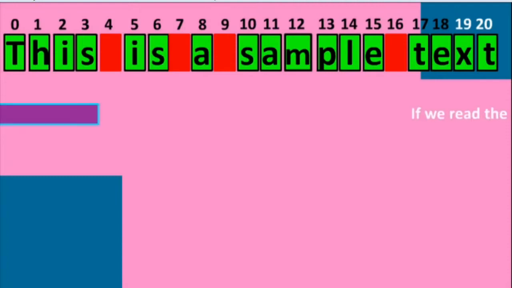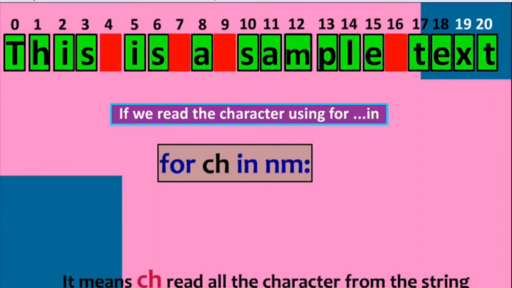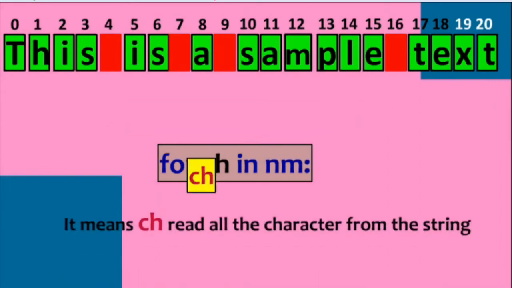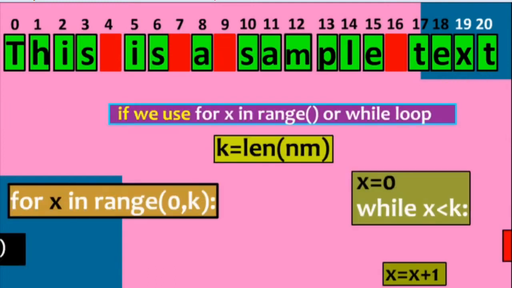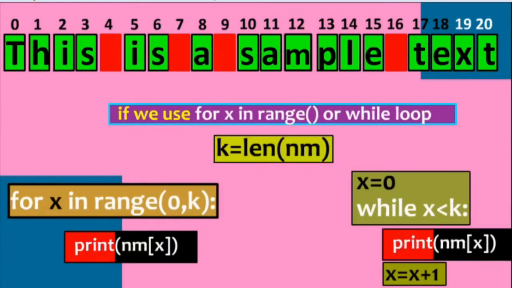If you are working in a for loop, for ch in nm, this ch is going to be used. Ch is going to read the characters, as shown by the arrow also. All the characters are going to be read out and stored inside ch. That means in for ch in nm, ch is the very important part, because ch will store the characters read from the string.